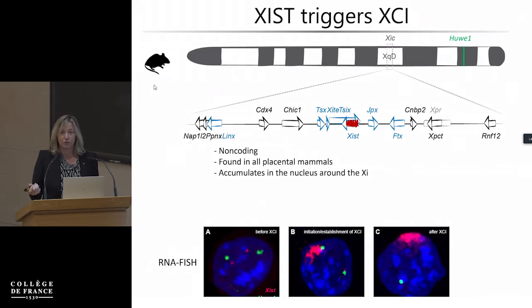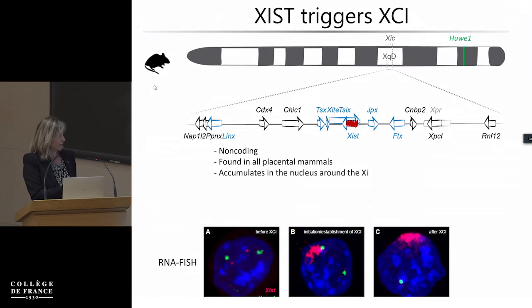So one of the famous long non-coding RNAs, and probably one of the first to be identified and one of the most characterized, is the XIST long non-coding RNA. XIST is a gene. It was actually the first gene that was mapped to this X inactivation center. And it produces a long non-coding RNA that stays in the nucleus and that accumulates on the chromosome from which it is expressed.